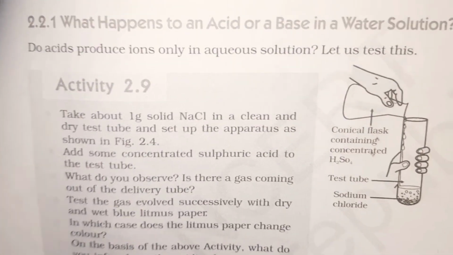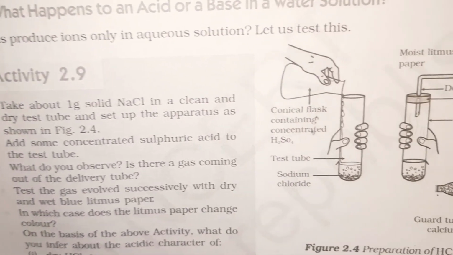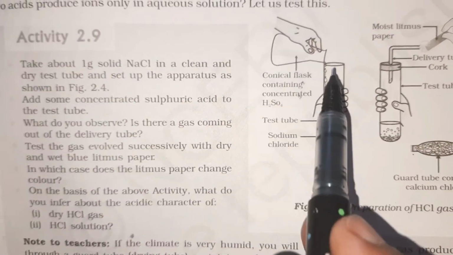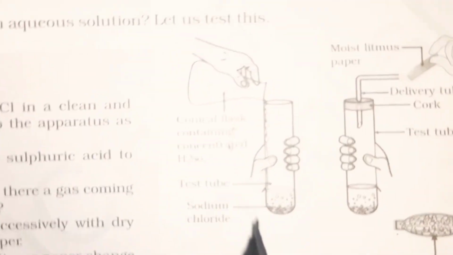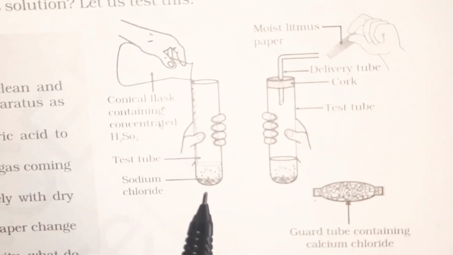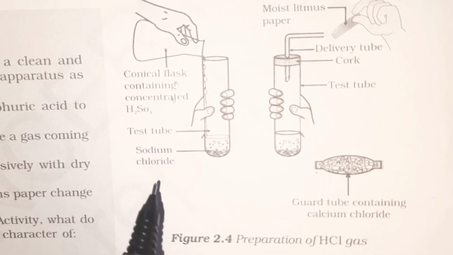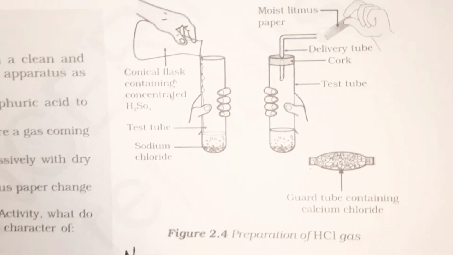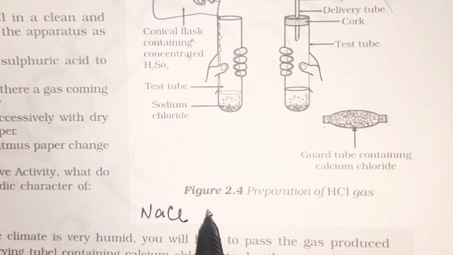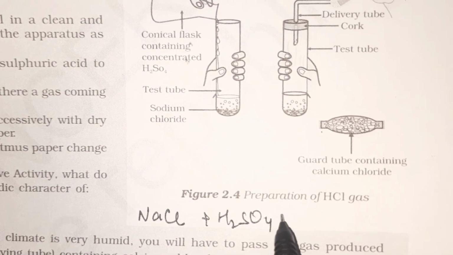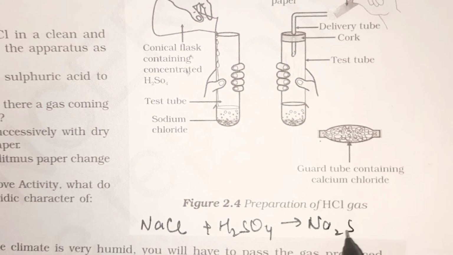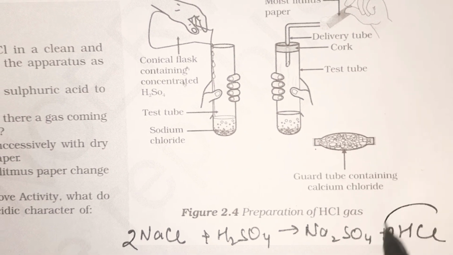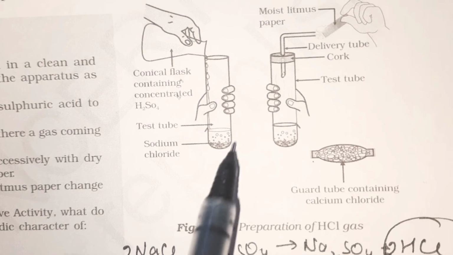Now coming on to activity 2.9 of your book. Activity 2.9 is again a very interesting experiment wherein we have taken sodium chloride and then from the conical flask concentrated H2SO4 is poured onto sodium chloride. Now when NaCl, which is sodium chloride, and H2SO4, which is sulfuric acid, are made to come in contact, what happens? Na2SO4 is formed along with the formation of HCl.